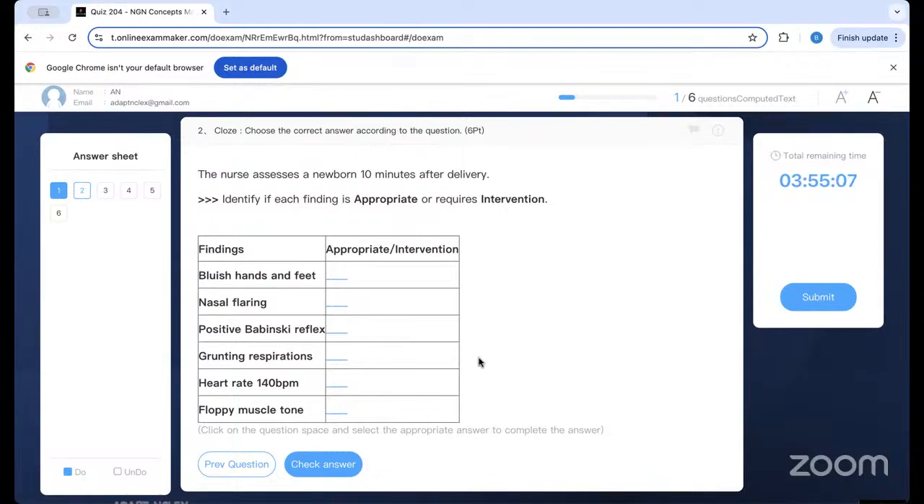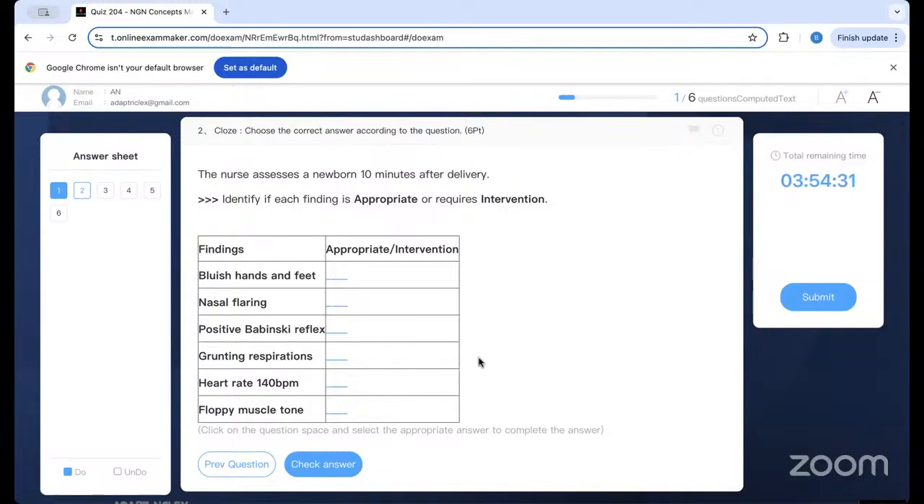If you see bluish hands and feet, is it appropriate? If you see nasal flaring, do you think it is appropriate in a newborn, 10 minutes old? Do you see a positive Babinski reflex? Should it concern you? That means is it appropriate or inappropriate? If you see grunting respiration in a 10-minute-old baby, do you think this is appropriate or requires intervention?